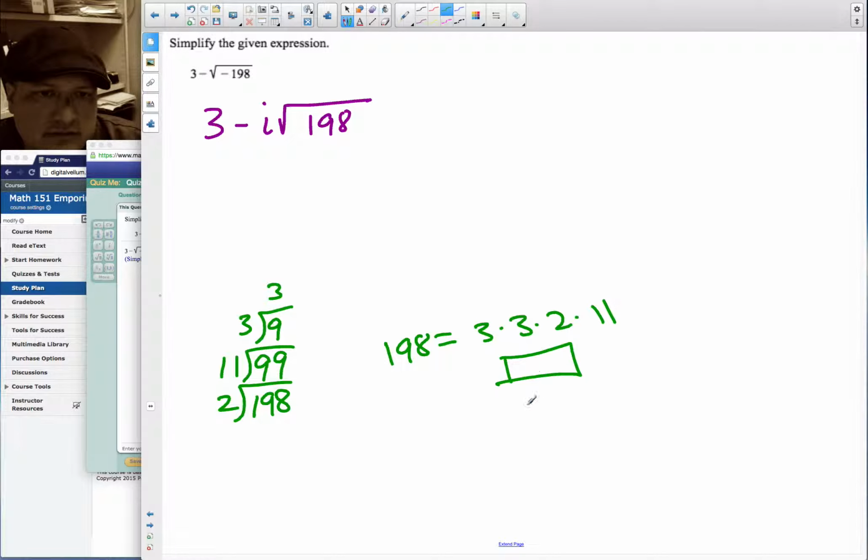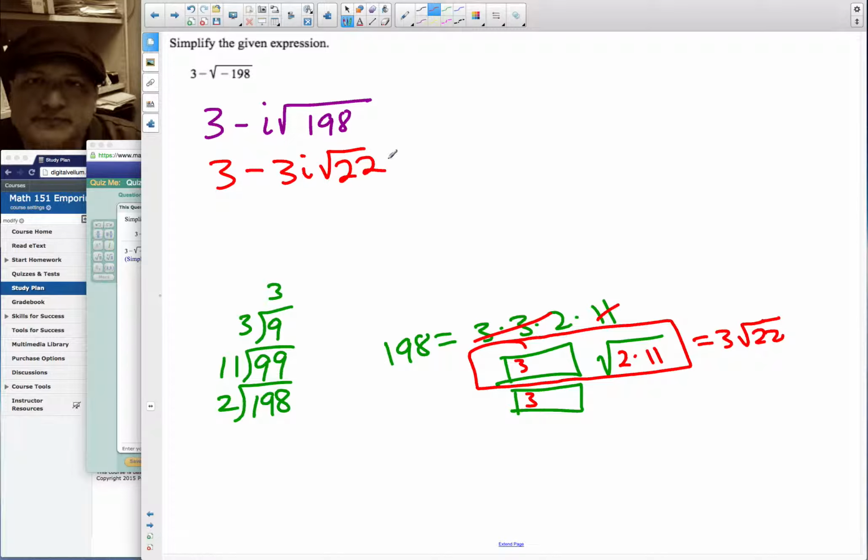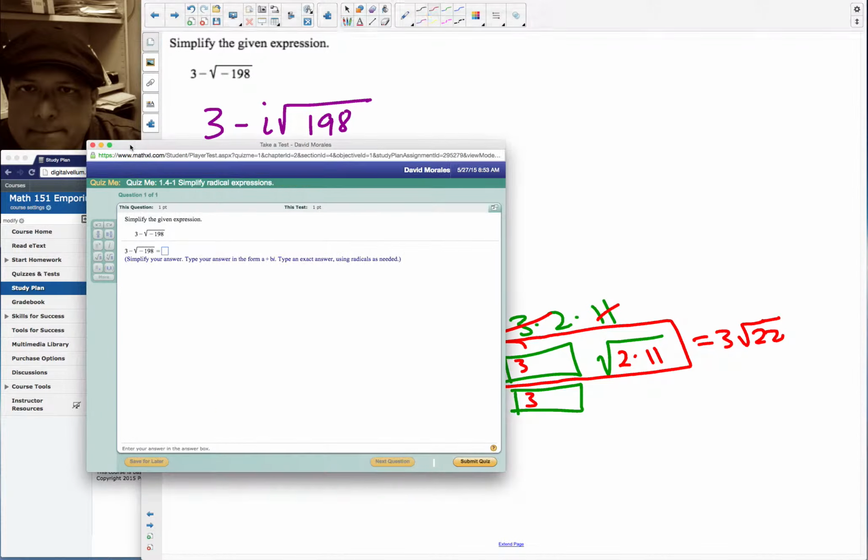So if we do our little method over here that we learned earlier, we put a 3 here, and a 3 here. The 2, there's not enough to go around. The 11, there's not enough to go around. So our answer here is 3 radical 22. So this becomes 3 minus 3i radical 22, because there's nothing else in front here.